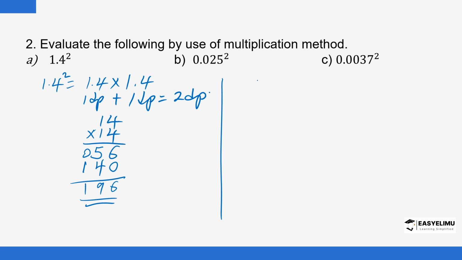So what it means is that 1.4 squared is equal to 1.4 by 1.4, which is equal to 196. But now the decimal place is supposed to be 2. So this is where the decimal point will be. So it means the square of 1.4 should be 1.96.